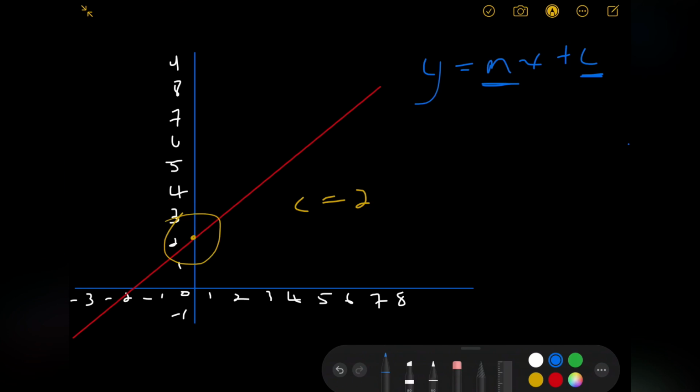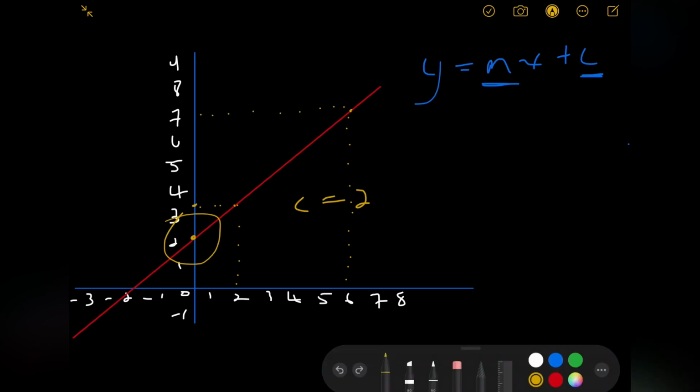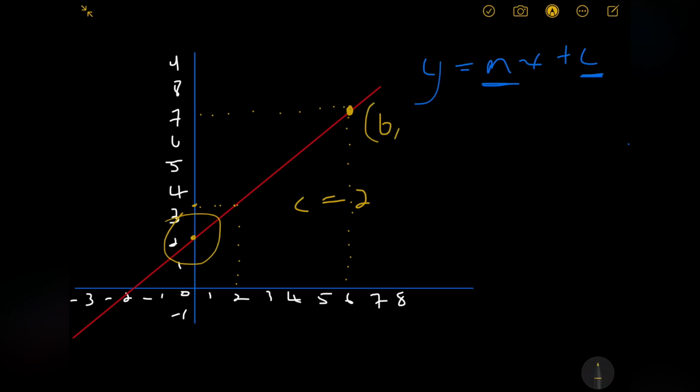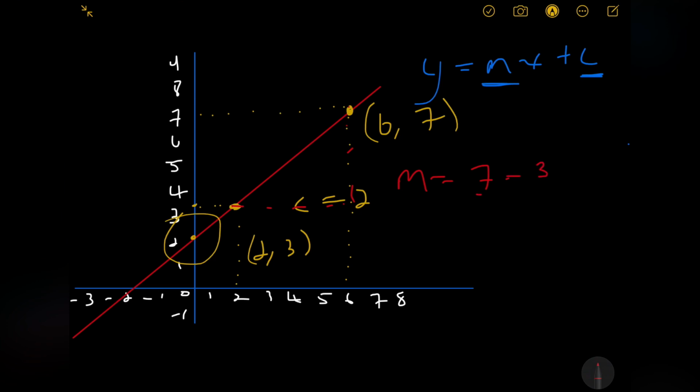We already know how to find the gradient of a straight line, right? We find any 2 points. So let's take this point here, and we're going to approximate it at 3 on the y-axis. And we take a next point, say at 6. At 6, we go up to our function, we go across, and we approximate that to 7. So our coordinates here would be 6 on the x, 7 on the y, and our coordinates at this point would be 2, 3. Now, if we use our right angle triangle rule to find the gradient, then m would be equal to 7 minus 3, divided by 6 minus 2, and our gradient would be 4 over 4, which is equal to 1.